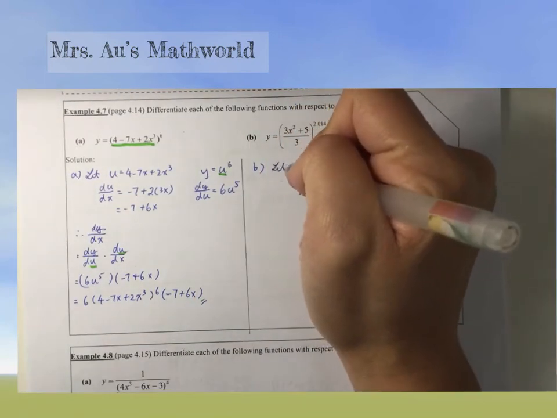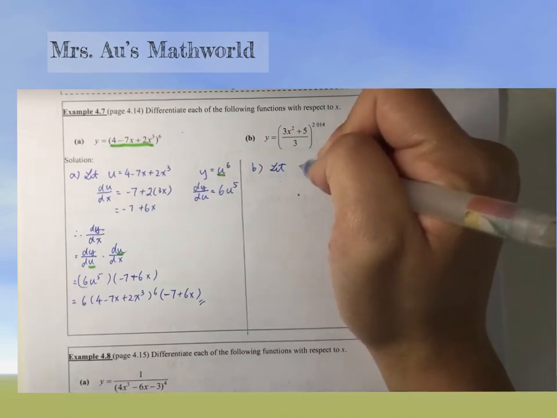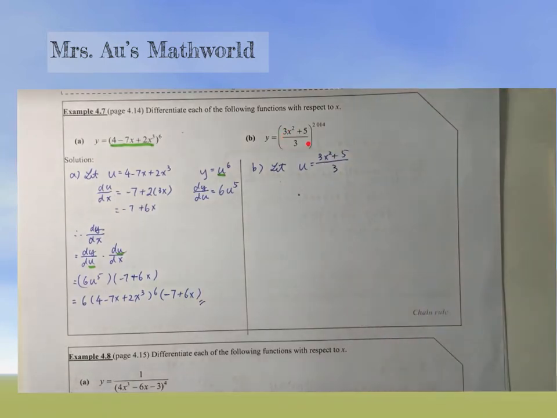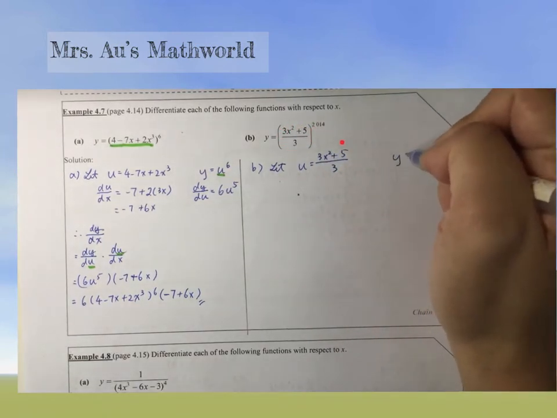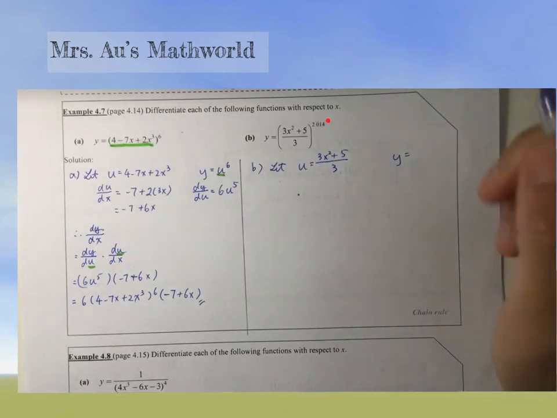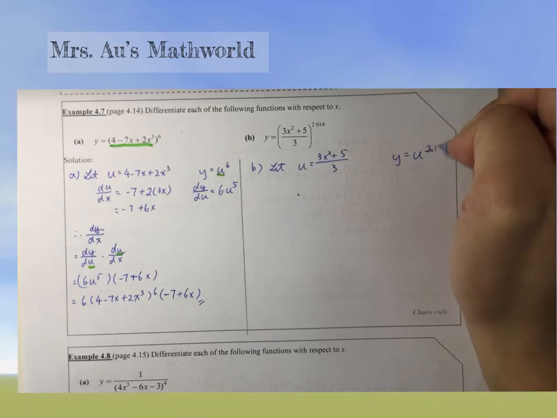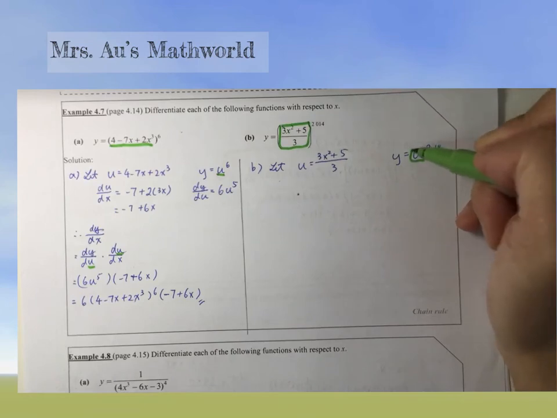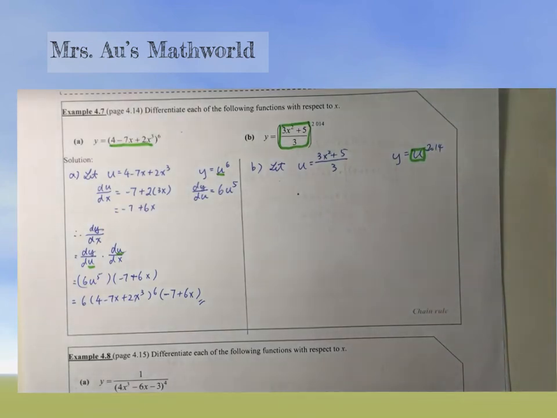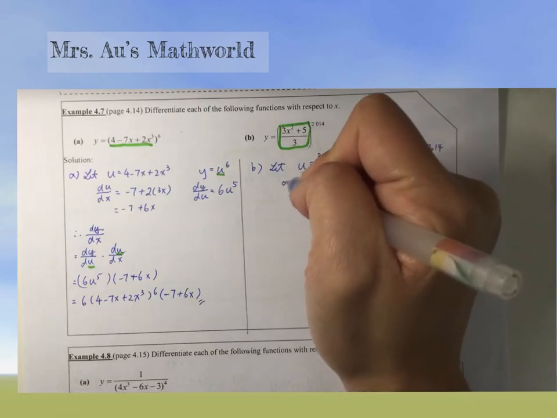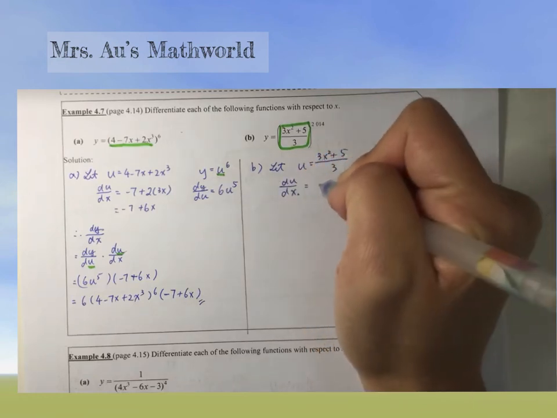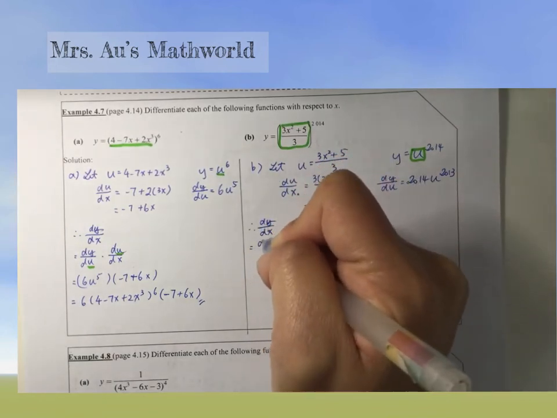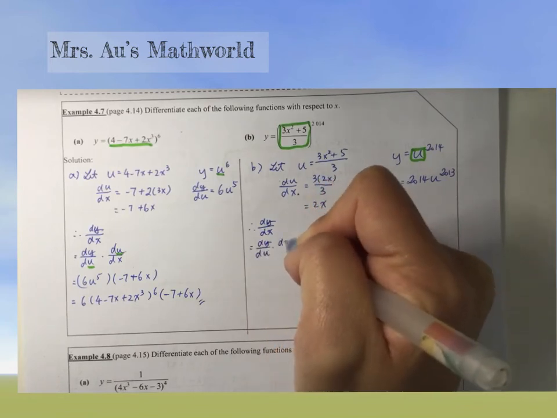Now it goes to part B. This time the u is obviously all the things inside. It's u to the power 2014. So y is equal to u to the power 2014. And then, same as before, we differentiate it. After we differentiate one by one, we use the chain rule to put them together.